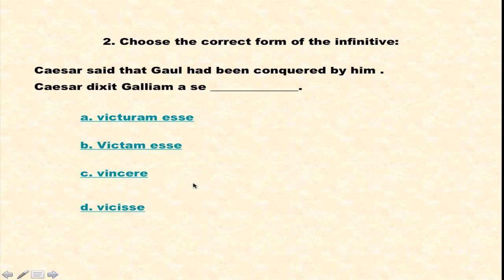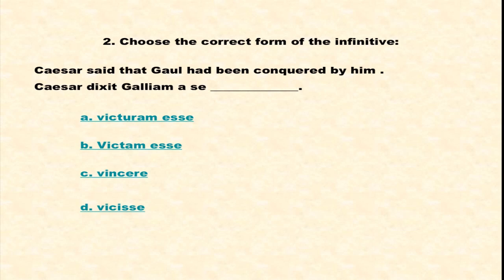Next one down here. Caesar said that Gaul had been conquered by him. Notice the se here. This se is by him, referring to the subject of the main verb. He said that Gaul had been conquered. Time before, it's got to be passive, and it's got to be a perfect infinitive. That's going to be victam esse right there.